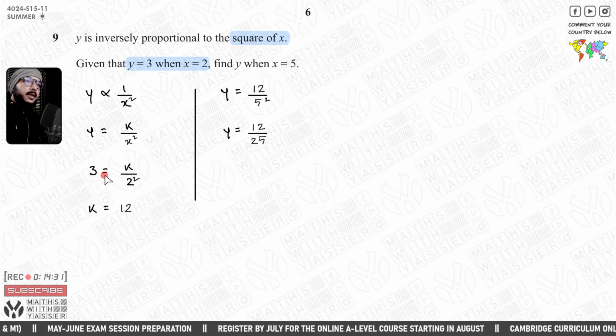Then we use these two values to find the value of k. So it will be 3 equals k over 2 squared, which is 4, and 4 3s are 12. So the value of k is 12. That means the equation will be y equals 12 over x squared. And now since the value of x is 5, we can say it is 5 squared. So y will be 12 over 25.